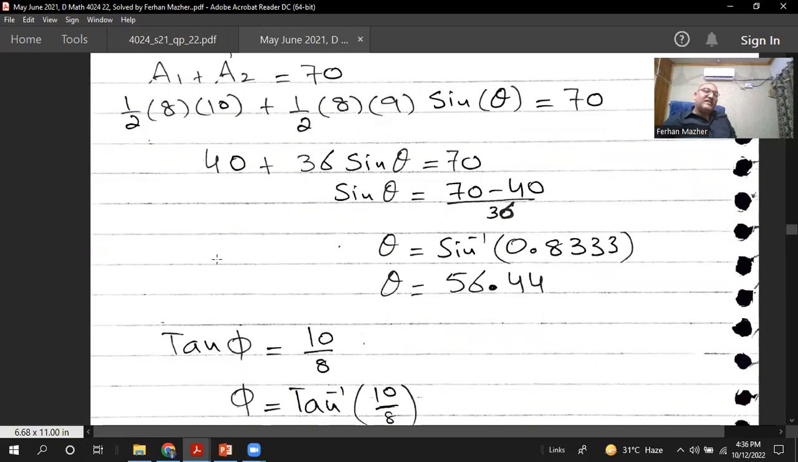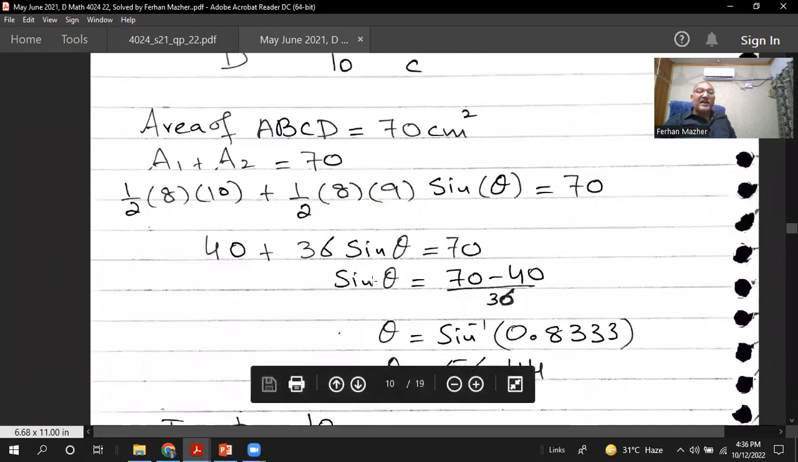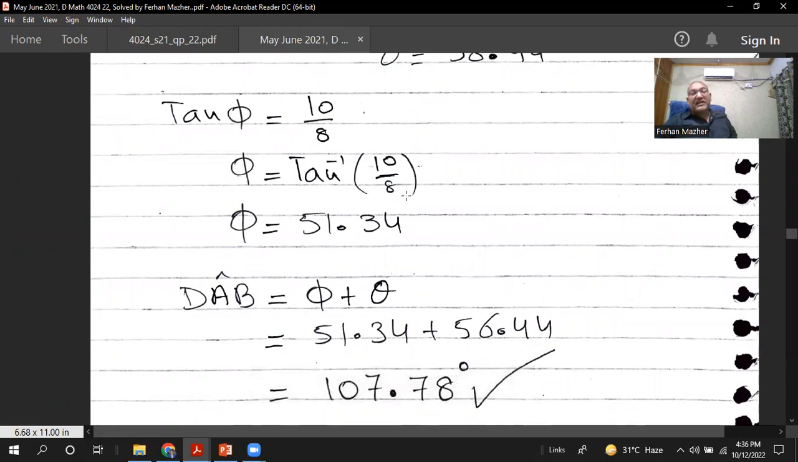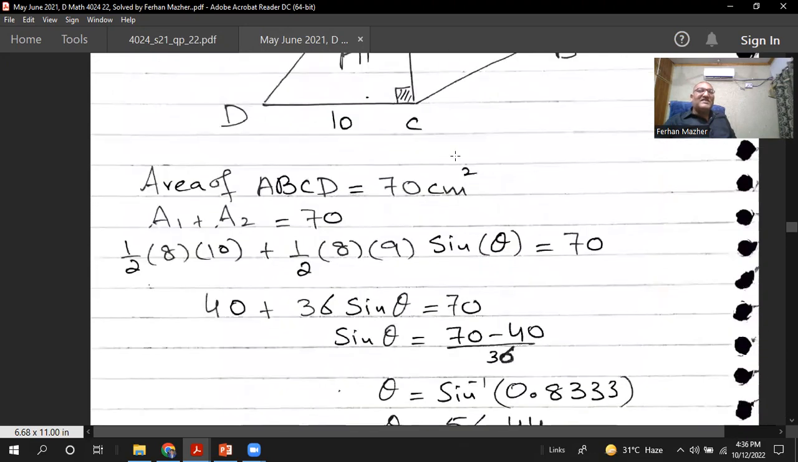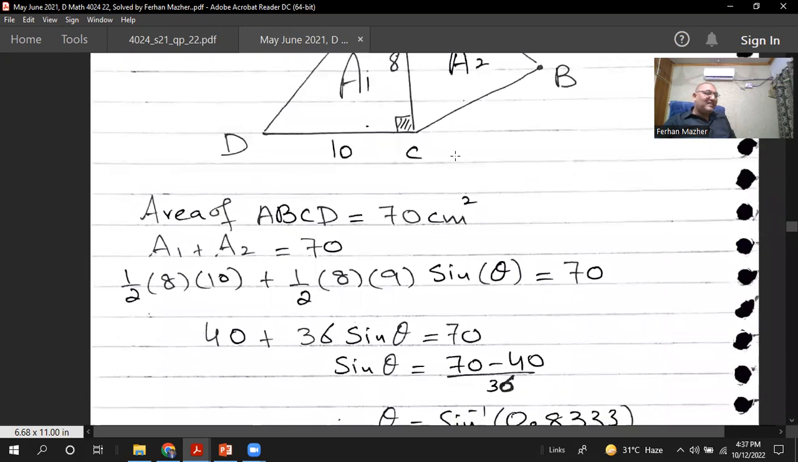Once you know the theta, I will try to find out this phi. I will apply the tan on this right angle triangle. So tan of phi will be 10 divided by 8, perpendicular by base, and phi will be tan inverse of 10 by 8. So phi will be 51.34. The angle DAB will be phi plus theta, which is 51.34 plus 56.44, and that will be 107.78 degrees. So this is how you will find the angle DAB.